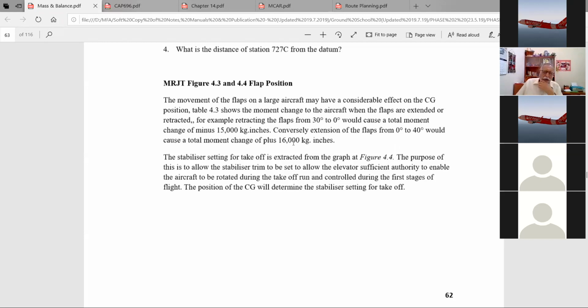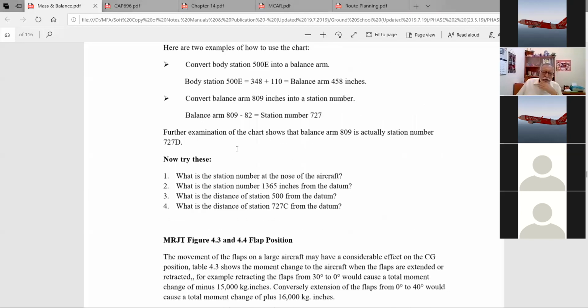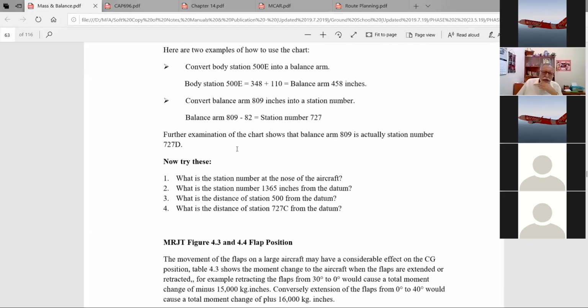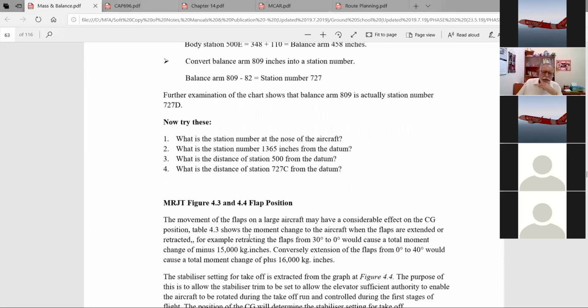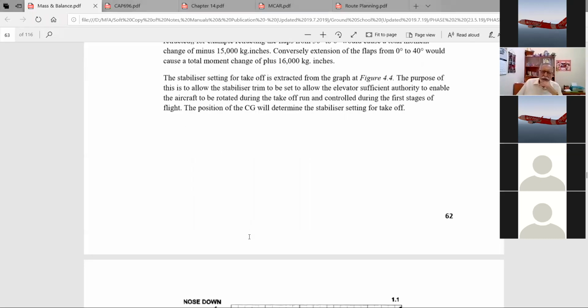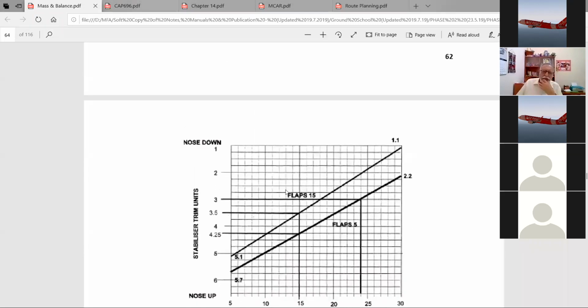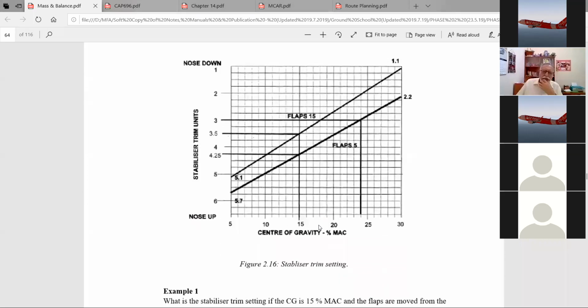We've seen that. Conversely, flap extension, remember that, underline that. Retraction is minus 15,000 and lowering is plus. So these two must be underlined, and you must remember this. And that chart in your CAP 696 figure 4.3, figure 4.4 is clear. Now what we are going to study here is figure 4.4 in CAP 696. I want us to refer to figure 2.16 in your pen drives over here.